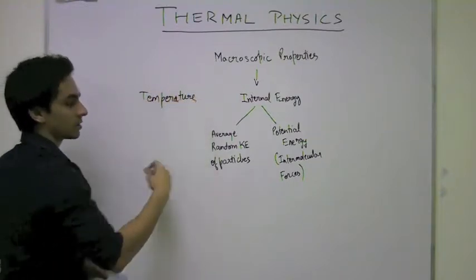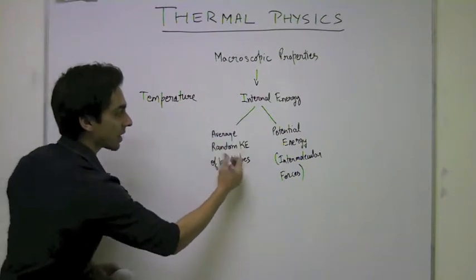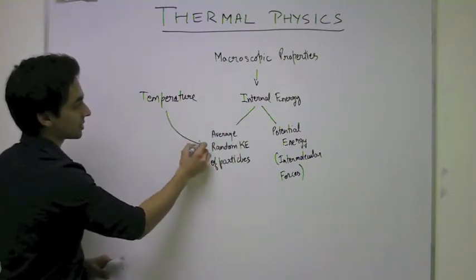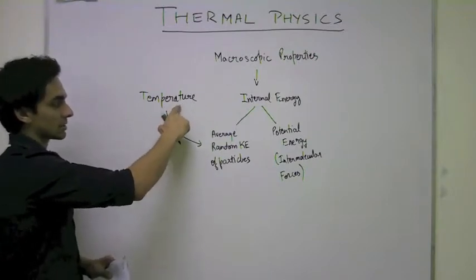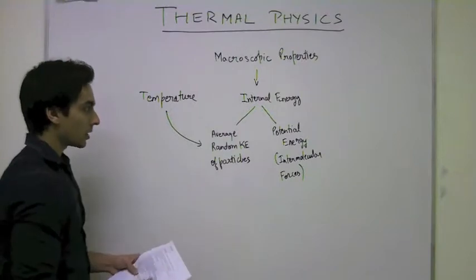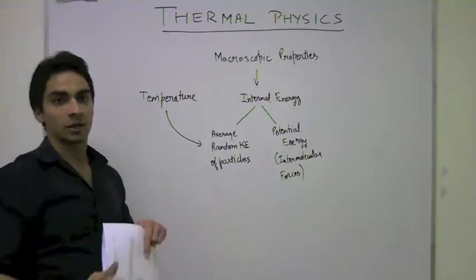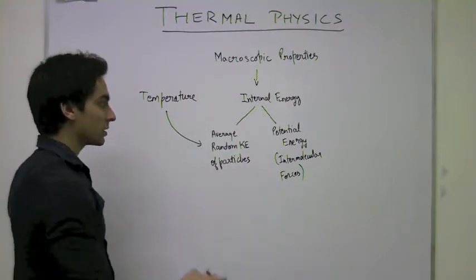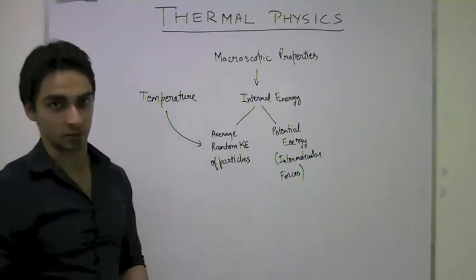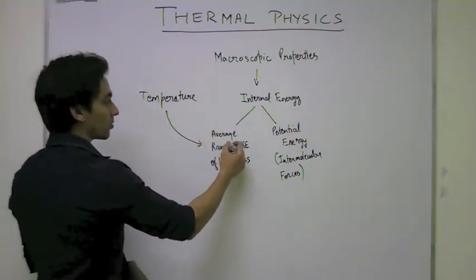So, in real life, we cannot actually see the average random KE of particles. What we can measure is the temperature. And temperature is a direct gauge of the average random KE of the particles. So an increase or decrease in temperature simply means that the molecules of a solid, liquid, or gas are moving faster.